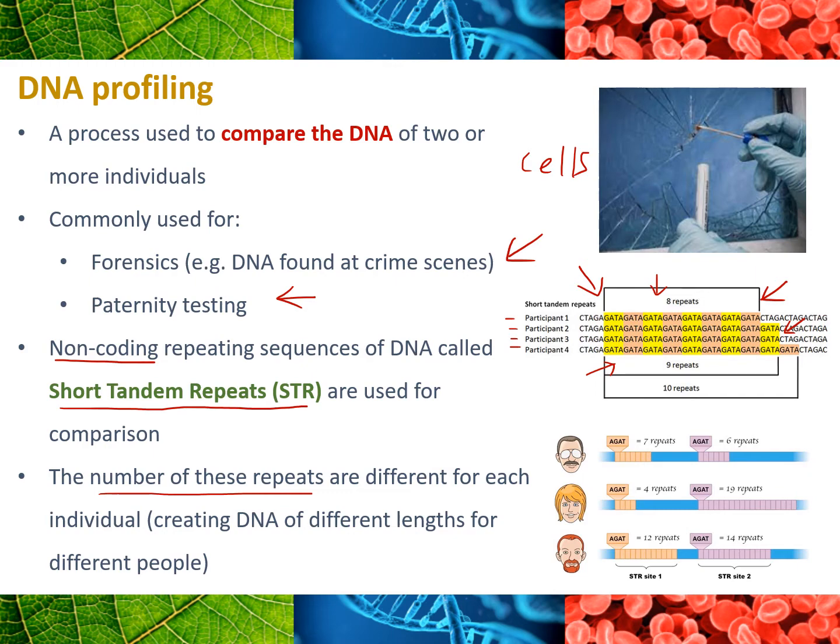So this person has 7 repeats of this certain sequence. This person down here has 12 of the first one and then 14 of the second one. What that does, and where it's useful in terms of what we're learning, is it means that people have DNA of different lengths. We're not going in and looking at all the actual bases, but looking at the length of DNA for particular alleles or particular genes.